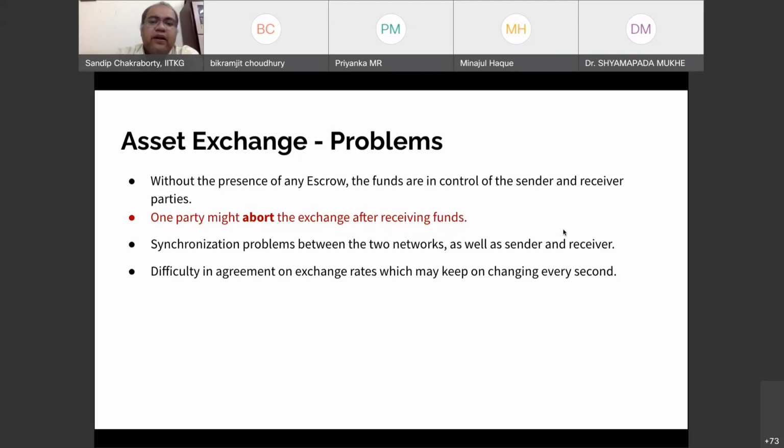There can also be a problem of synchronization between the two networks as well as the sender and receiver, because as you already know, we are working on a complete distributed network, and ensuring synchronization in a distributed network is never possible. It might happen that Bob's account in the Ethereum network and Bob's account in the Bitcoin network are not perfectly synchronized, and if that is the case, then it is difficult to track whether the transaction has been executed successfully or not. And the final problem is the difficulty in agreement on exchange rates, which may keep on changing every second.